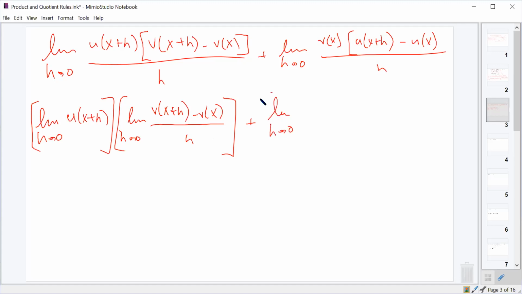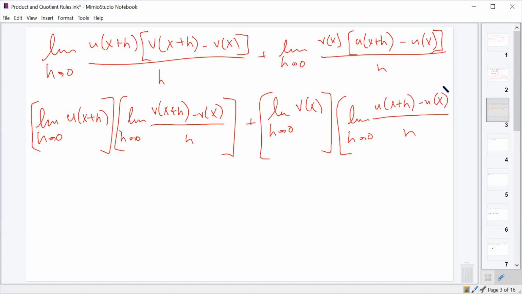So let's look at the other side. I can do a very similar thing, right? This one's going to be v of x, and a limit as h approaches 0 of this one, which is u of x plus h minus u of x all over h. Everybody good with that or no? Good. Cool. So from there, as h goes towards 0, what does u of x plus h become?